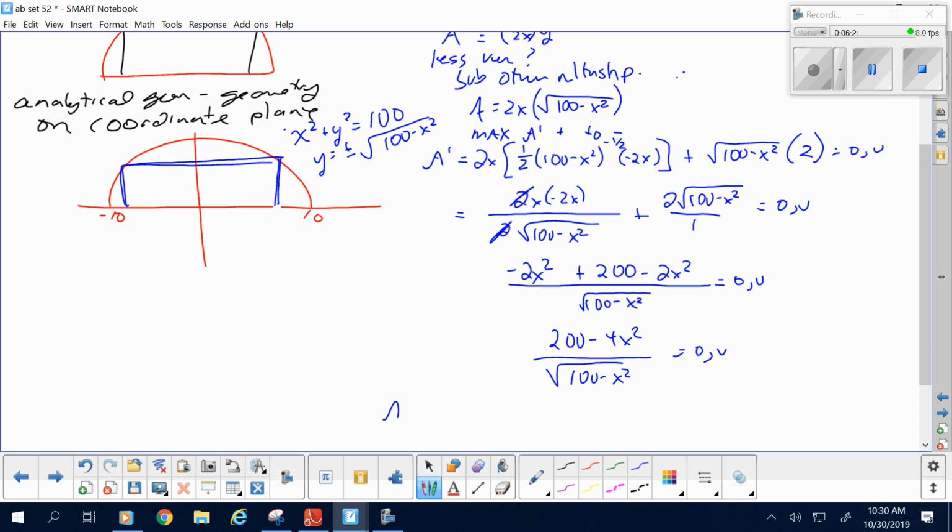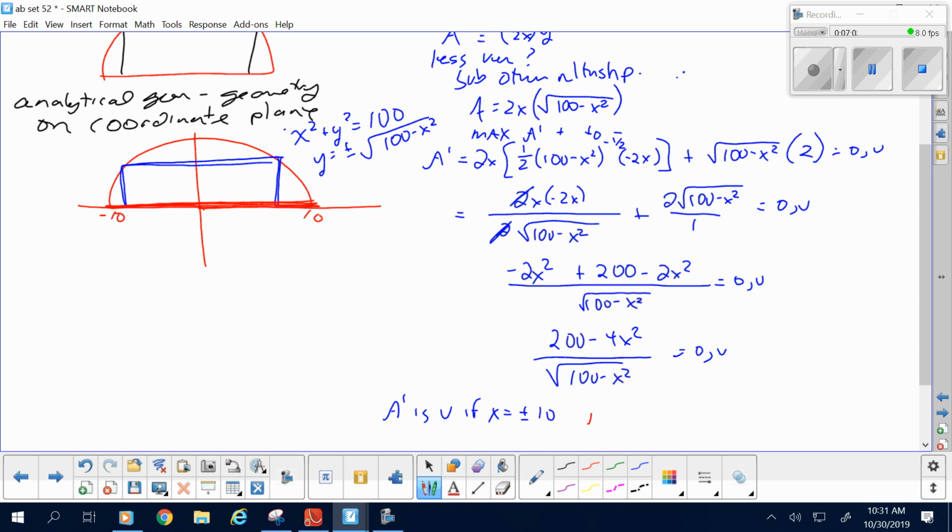A prime is undefined if x is what? What would make this undefined? Top zeros or bottom? Bottom zeros, so that's plus or minus 10. Tell me why that's an illogical choice for a base of the rectangle. Yeah, because if you make your base 10 by 10, then that's a minimum area, not a maximum area. You follow? Okay, cool.